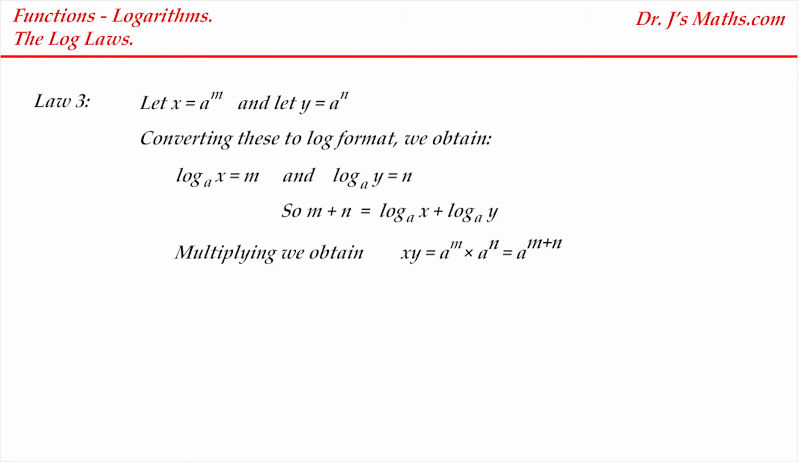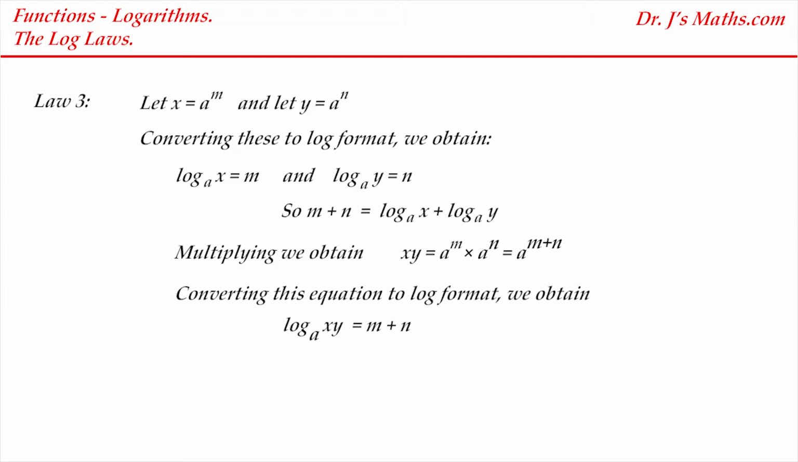Multiplying our two basic terms together, we have x times y, and that's going to equal a to the m times a to the n. Using our index laws, that's equal to a to the m plus n. Now converting that equation to log format, we obtain log of xy to the base a is equal to m plus n. So we now have two terms in m plus n, and so we can equate them, and we end up with our law, which says log of x times y to the base a is equal to log x to the base a plus log y to the base a.